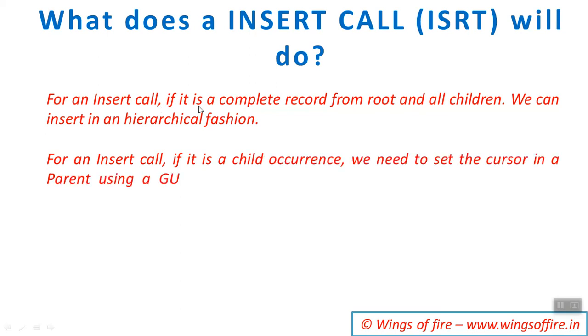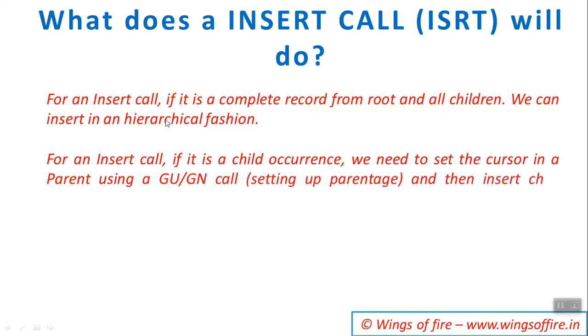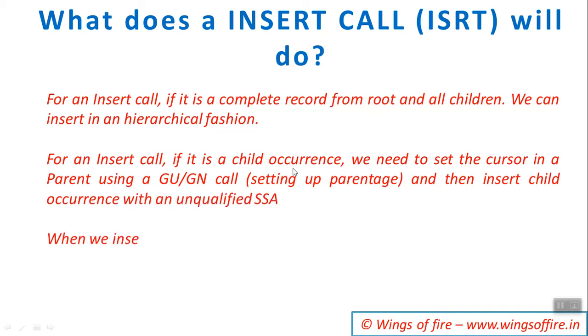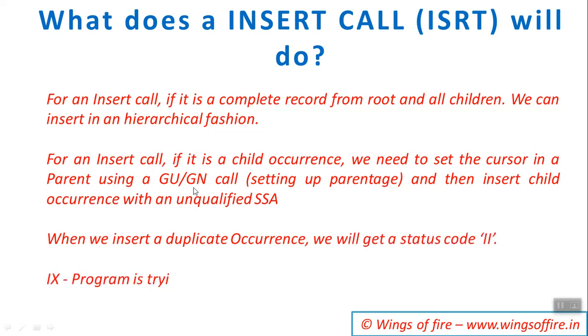So for an insert call, if it's a complete record, meaning a full record from the root and all children, we can insert in a hierarchical fashion. If it's a child occurrence alone, we need to set the cursor on the parent, meaning you set parentage using a GU or GN call, and then insert with the unqualified SSA. Remember, insert should always have an unqualified SSA, because it tells the system, the DL/I module, which segment type we are inserting.